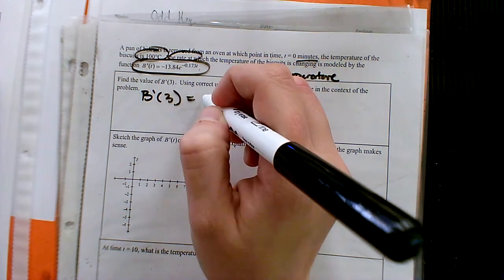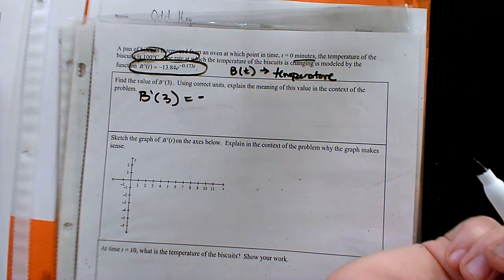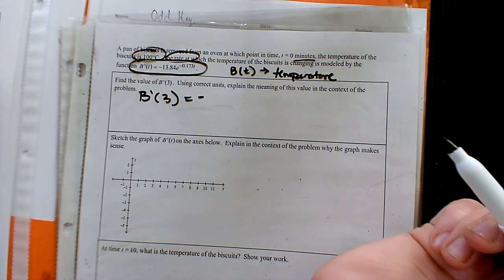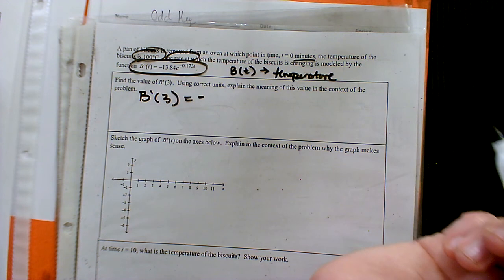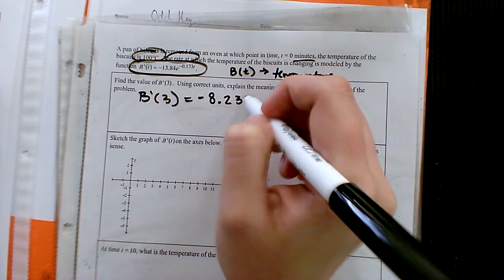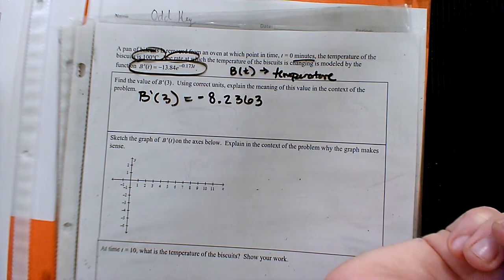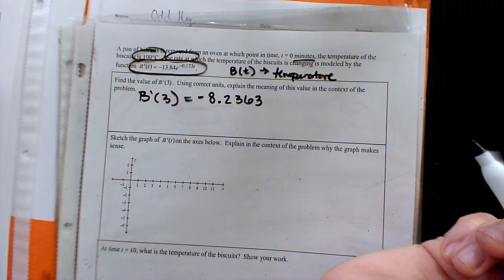Any luck? Not yet. Okay, I think it's going to be negative. Negative 8 point 3, 6, 3, truncate. Chop at 3, round to 4, completely up to you. Units.